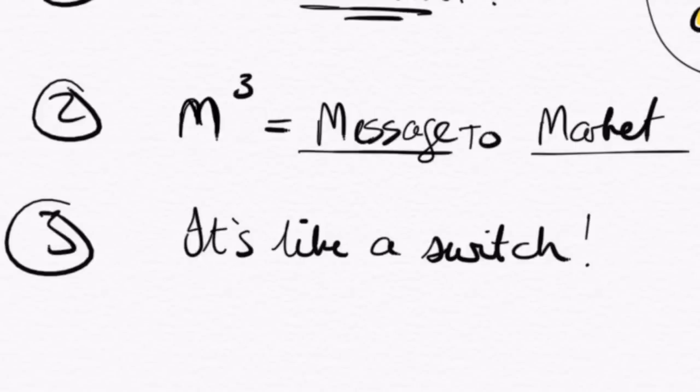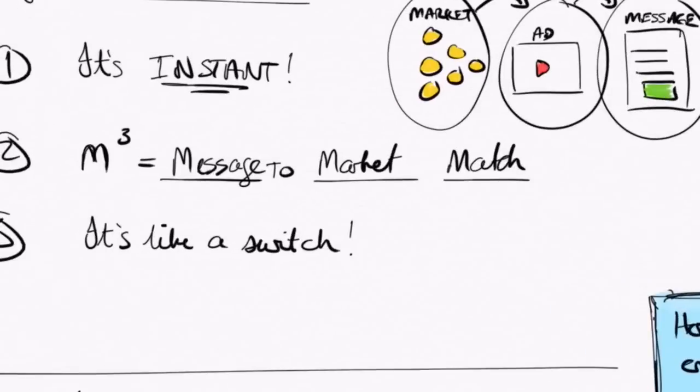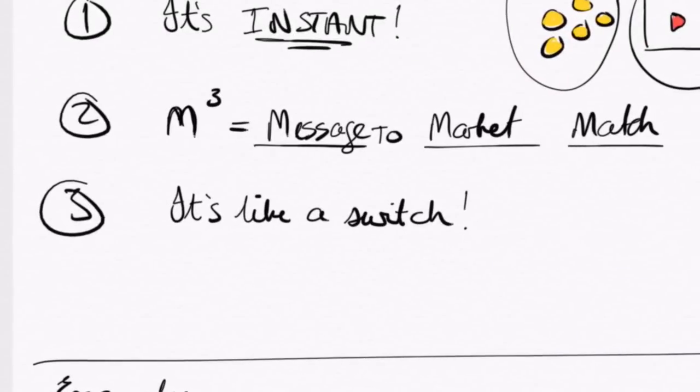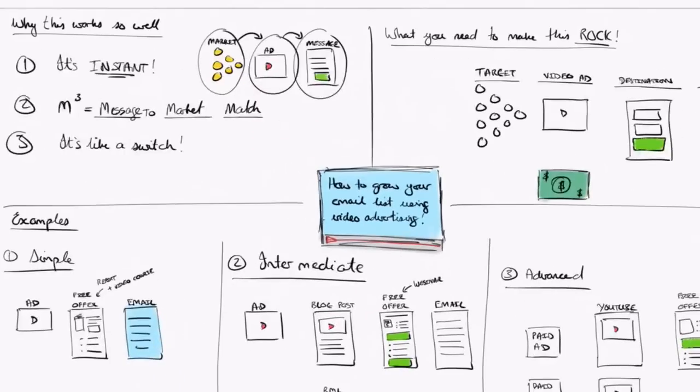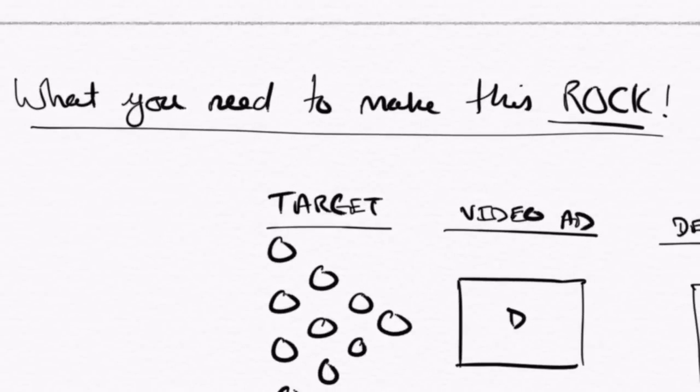And so basically you can turn on the traffic almost like a tap, which is very, very powerful if you're running a business online. So those are the three reasons why I think this works so well. It's fast, it's really easy to help you get this message to market match very quickly, and it's like a switch. You just turn it on and off whenever you want to. It's like a tap.